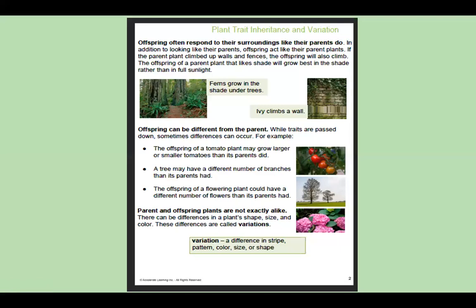Let's keep going. Parent and offspring plants are not exactly alike. There can be differences in a plant's shape, size, and color. These differences are called variations. So here's the definition. A variation is a difference in stripe, pattern, color, size, or shape.